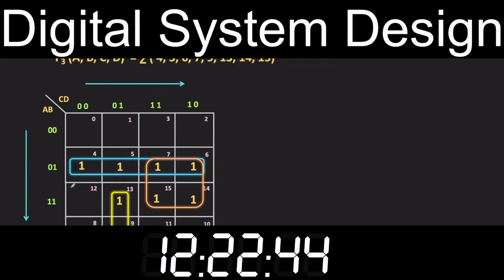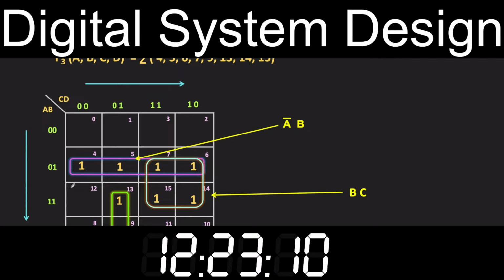So now in this group, the variables a and b are not changing and therefore this group represents a bar dot b. Likewise, in the second group, the variables b and c are not changing and therefore this group represents b dot c. And if you see this third group, then in this group, the variables a, c and d are not changing. Therefore, this group corresponds to a dot c bar dot d. And if you see the overall minimized function, then it is the summation of all.